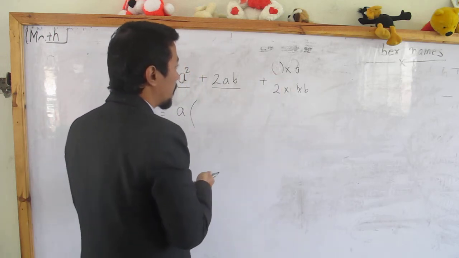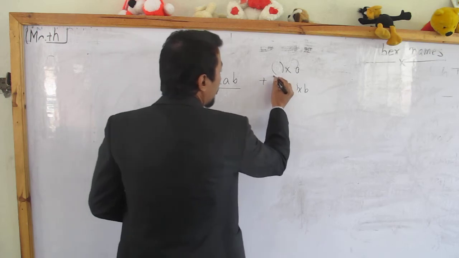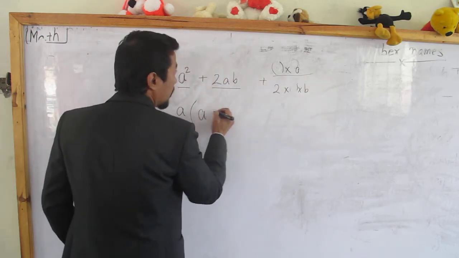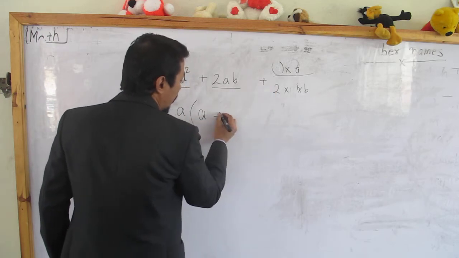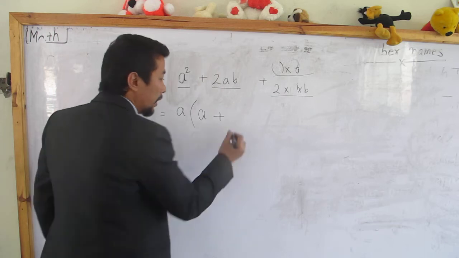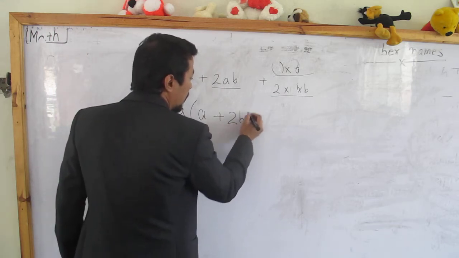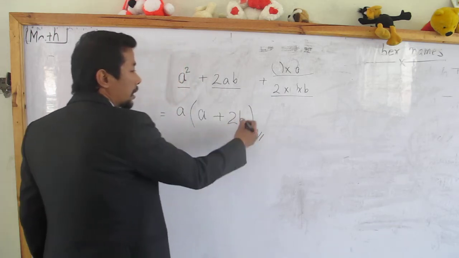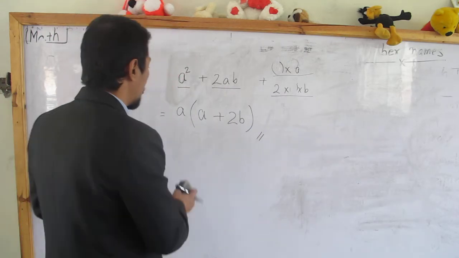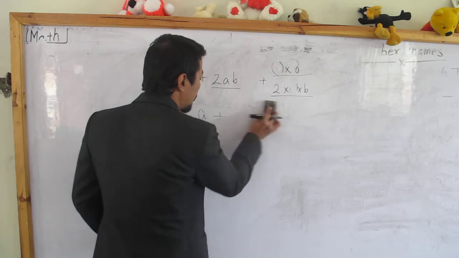Now for the solution, what is left in your first expression? A, that's correct. And the sign, do not forget the sign. What is left in your second expression? 2 times b, that is 2b. And this is our solution. This is factorized. Okay, so this is two-term factorization, just starting.